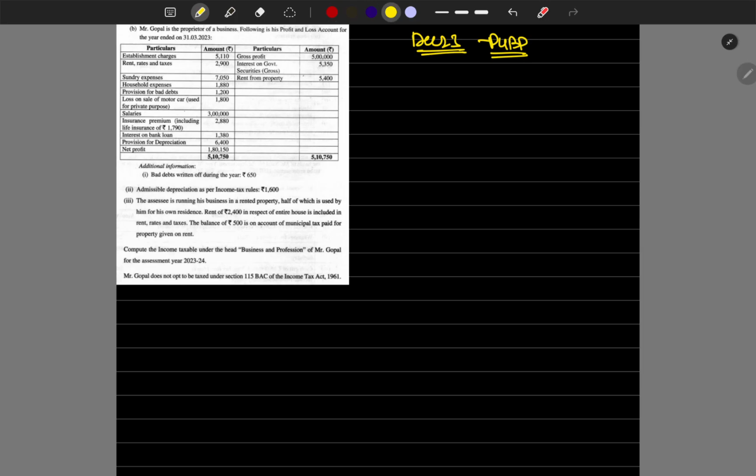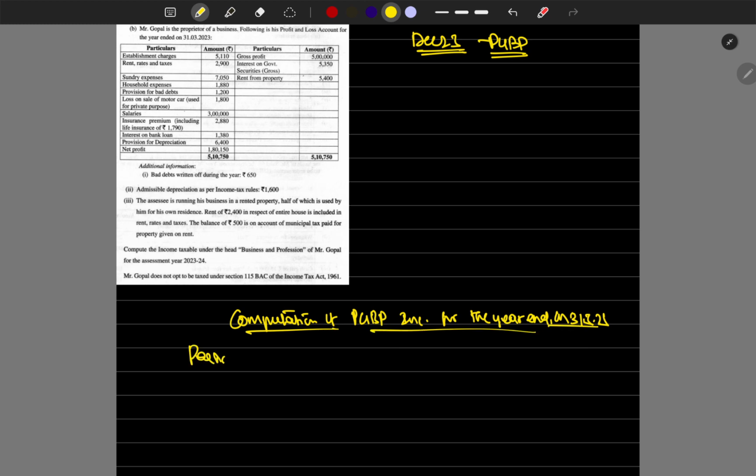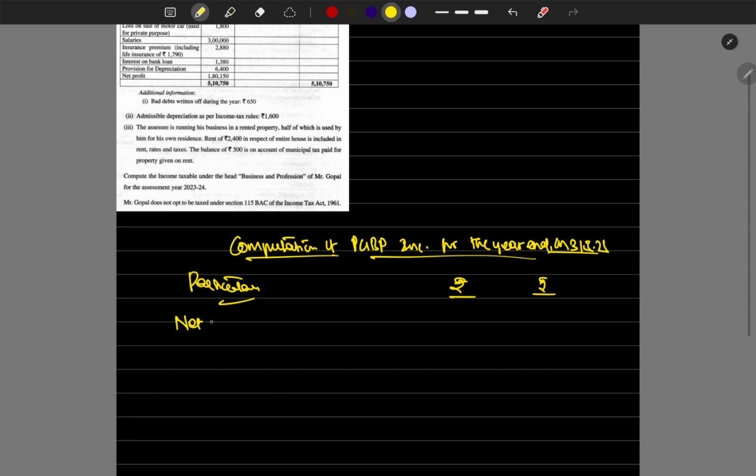Computation of PGBP income for the year ended on 31st March 2023. Particulars, rupees. So what's the net profit? The first step is to take the net profit as per the P&L account. Net profit is 1,80,150.